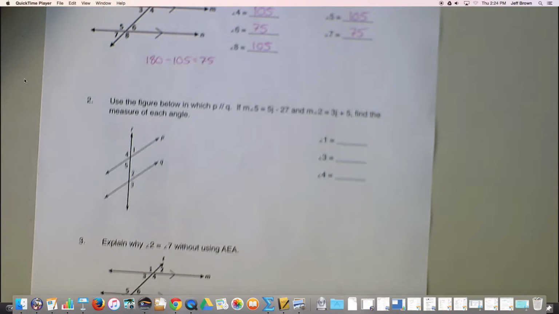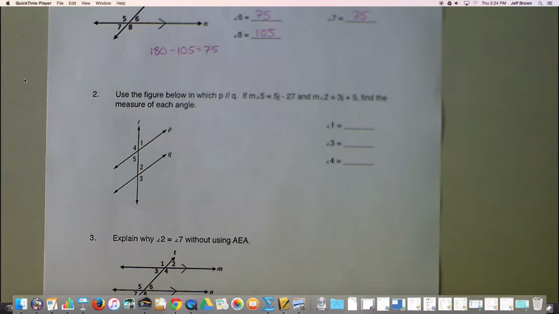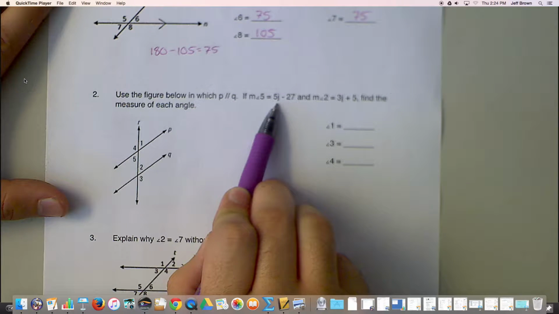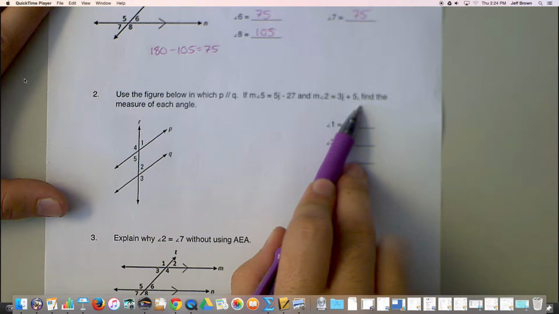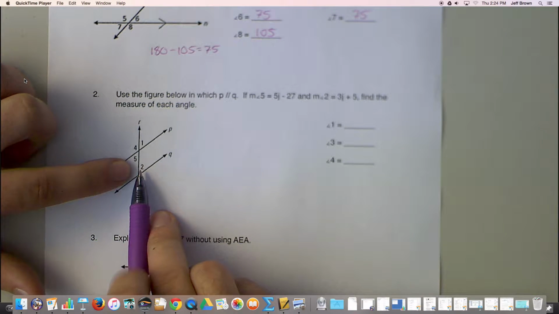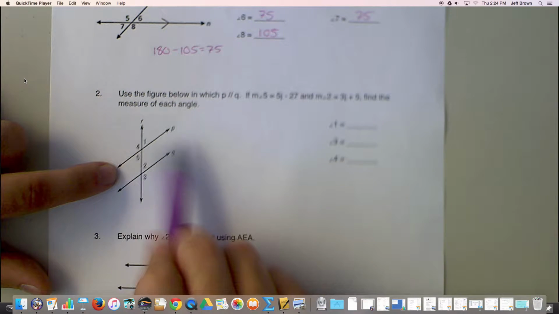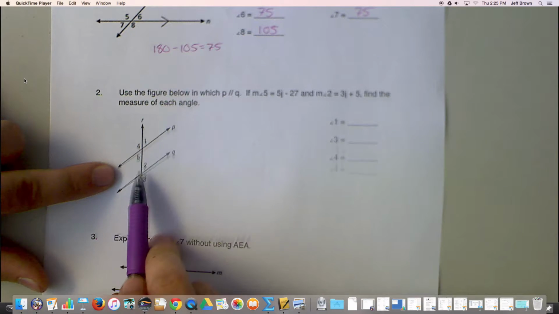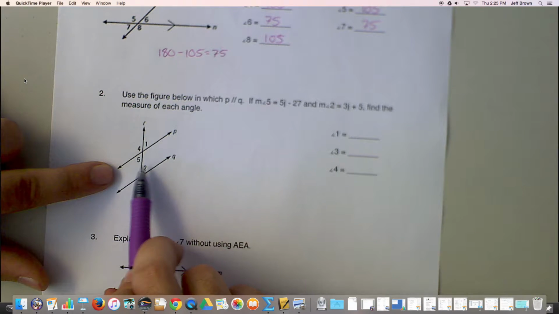Alright, let's go ahead and look at number 2 here. So number 2, we have a figure in which P and Q are parallel. So it already tells me I have parallel lines, and I have some missing angles here, but I'm told that the measure of angle 5 up here is equal to 5j minus 27, and the measure of angle 2 is 3j plus 5. So with those two, which are down here in the middle, I'm going to be able to work backwards and find j in order to find these 2 angles and then find all of the rest. So let's go ahead and start. I have angle 5 and angle 2 in here. These are in the positions that we would call alternate interior angles. They're on the inside and on opposite sides of my transversal.